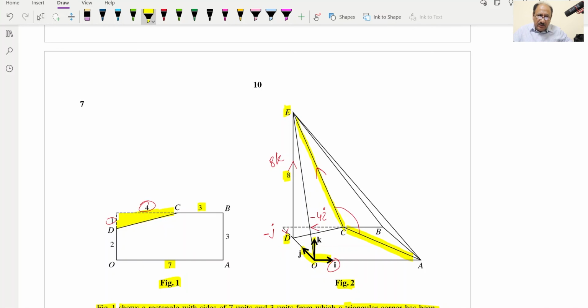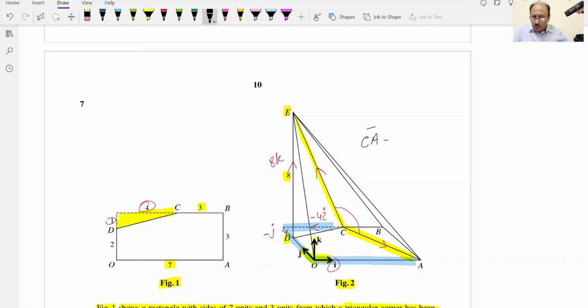CA we can write as what? CA will be equal to, we can start from C, so it will be minus 4i. For CA we can take this root, and this one.